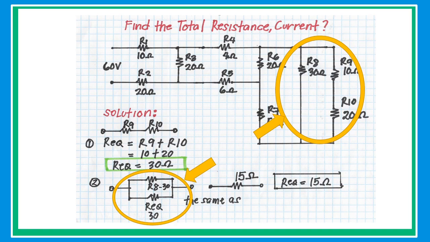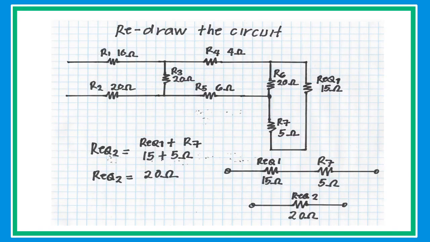Since R9 and R10 are connected in parallel to R8, 30 ohms, and they are both the same value of 30 ohms, then simply get half of the value, which is 15. Then redraw the circuit to simplify. After you redraw the circuit, you are going to analyze again how to collapse.